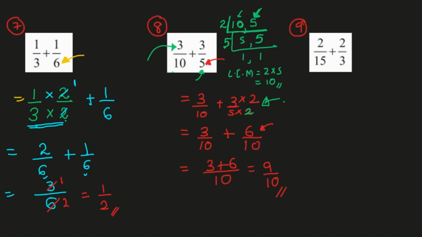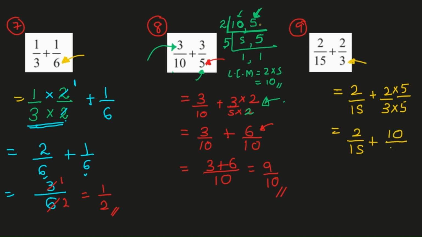Okay, now let's go to the next question. 2 upon 15 plus 2 upon 3. Here in this example as well, you know that 3 can be easily converted into 15 by multiplying it by 5. So 2 upon 15 plus 2 upon 3. I'm multiplying both the numerator and the denominator by 5. Right. Then 2 upon 15 plus 2 into 5, it's 10. 3 into 5, it's 15.